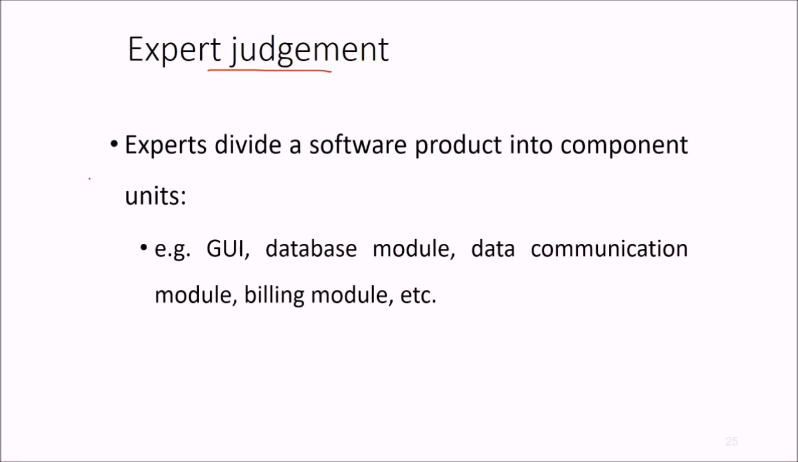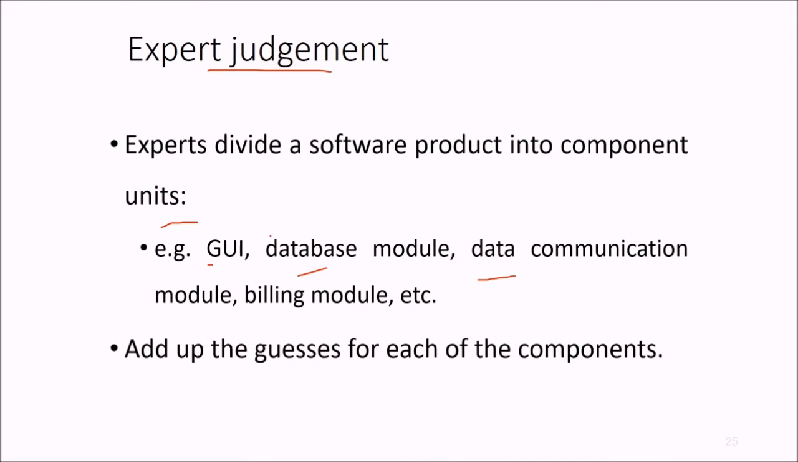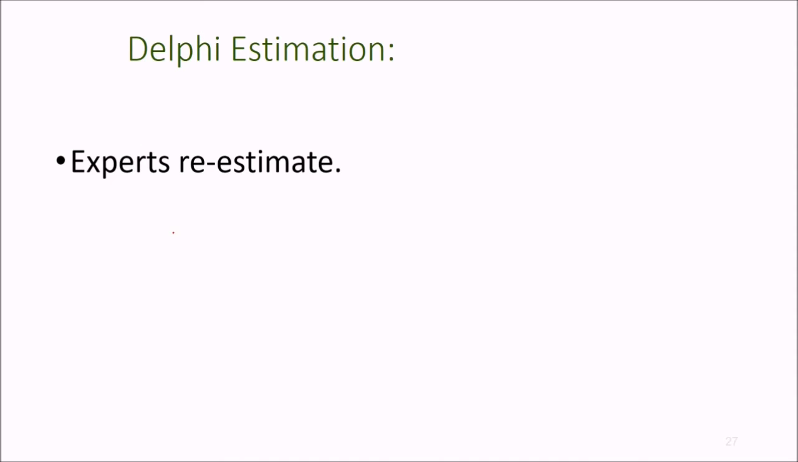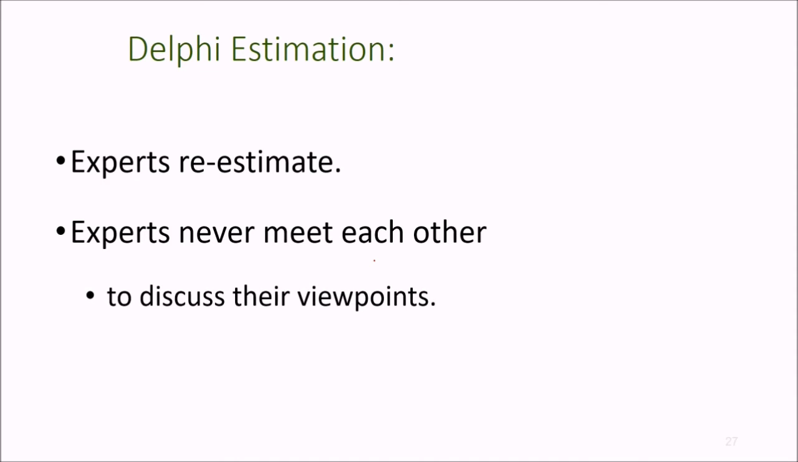In expert judgment, the experts divide a software product into component units like GUI, database module, data communication module, billing module. So all those parts which can be easily divided and do a specific work. The division is on this basis, and then they add up the guesses for each of the components. In Delphi estimation, there is a team of experts and also a coordinator. The experts carry out the estimation independently. They talk about the rationale for why they have estimated in this manner, and the coordinator notes it down. He tries to find out the extraordinary rationale which circulates among experts. Then the experts re-estimate. The experts never meet each other to discuss their viewpoints.